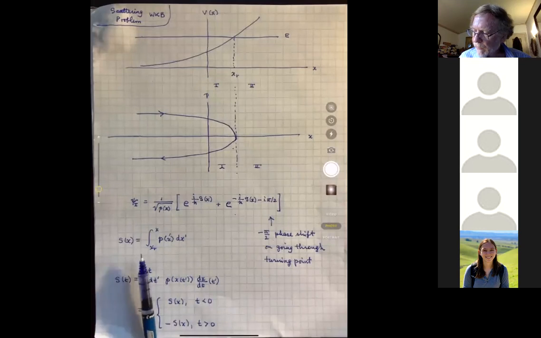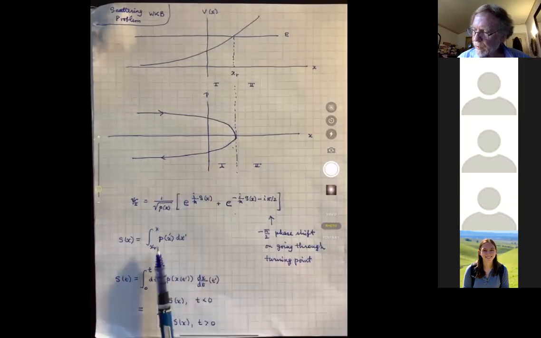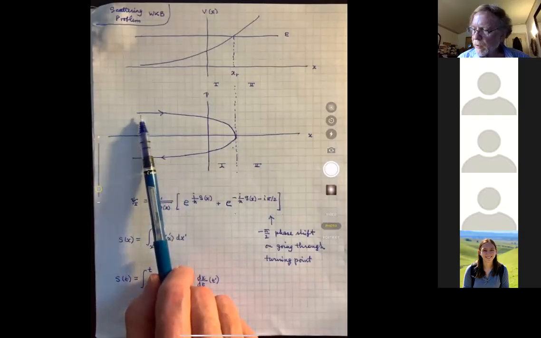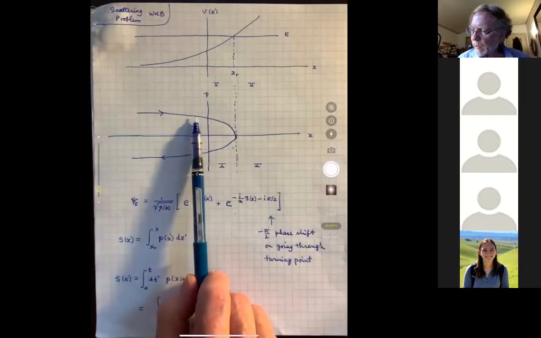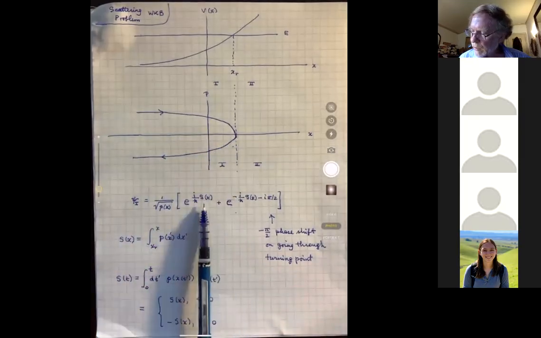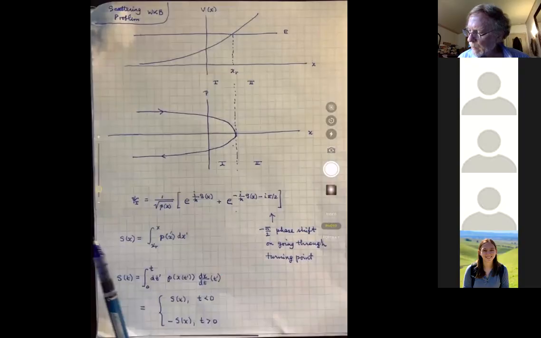The S of x is defined as the integral of p dx, but we need to choose an initial starting point. So we'll choose that to be the turning point, just because it's kind of the obvious choice here. And what that means is that S of x is negative and increasing as we move in towards the turning point. So this is actually negative and increasing to the right. The fact that it's increasing to the right means the wave is propagating to the right. Okay.